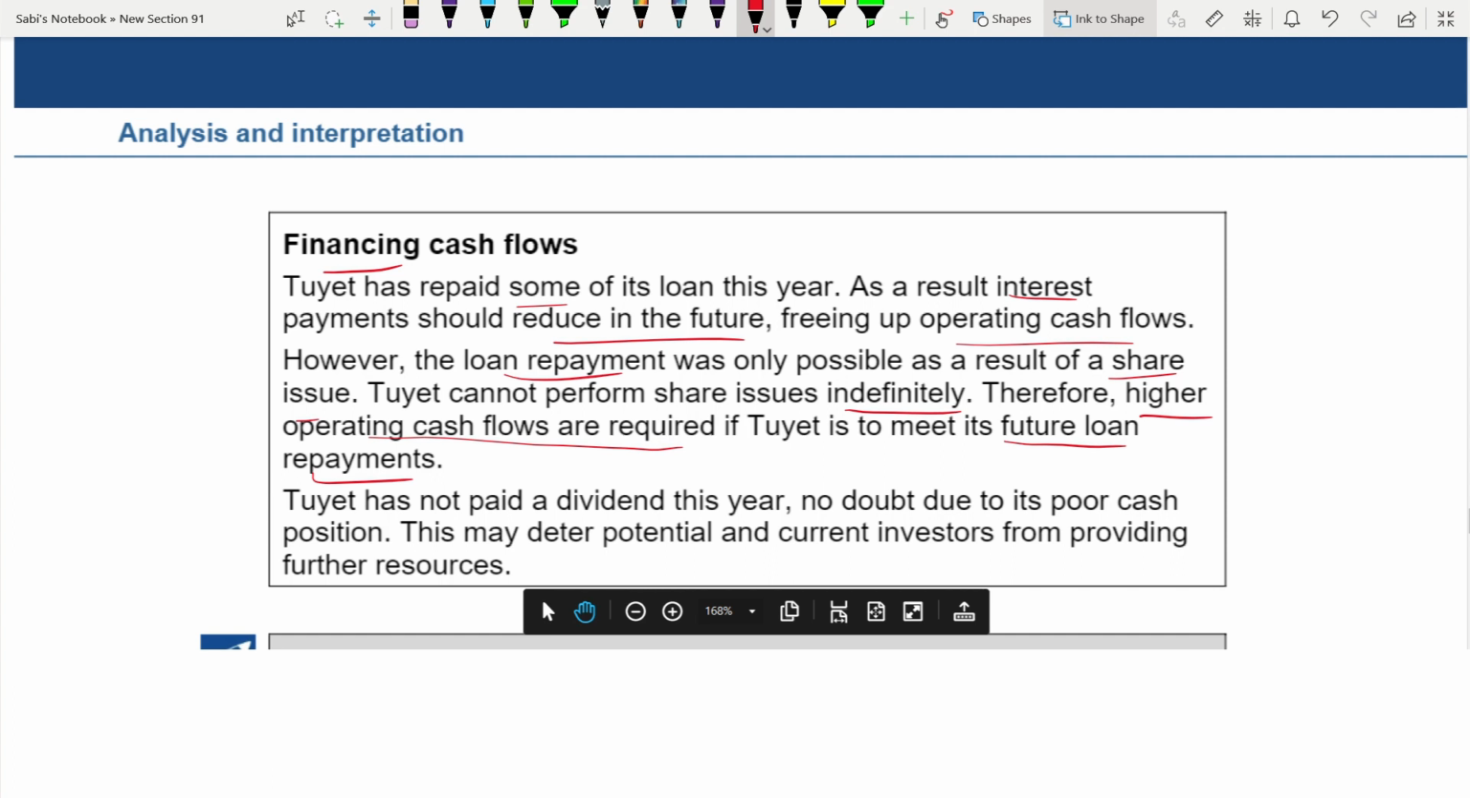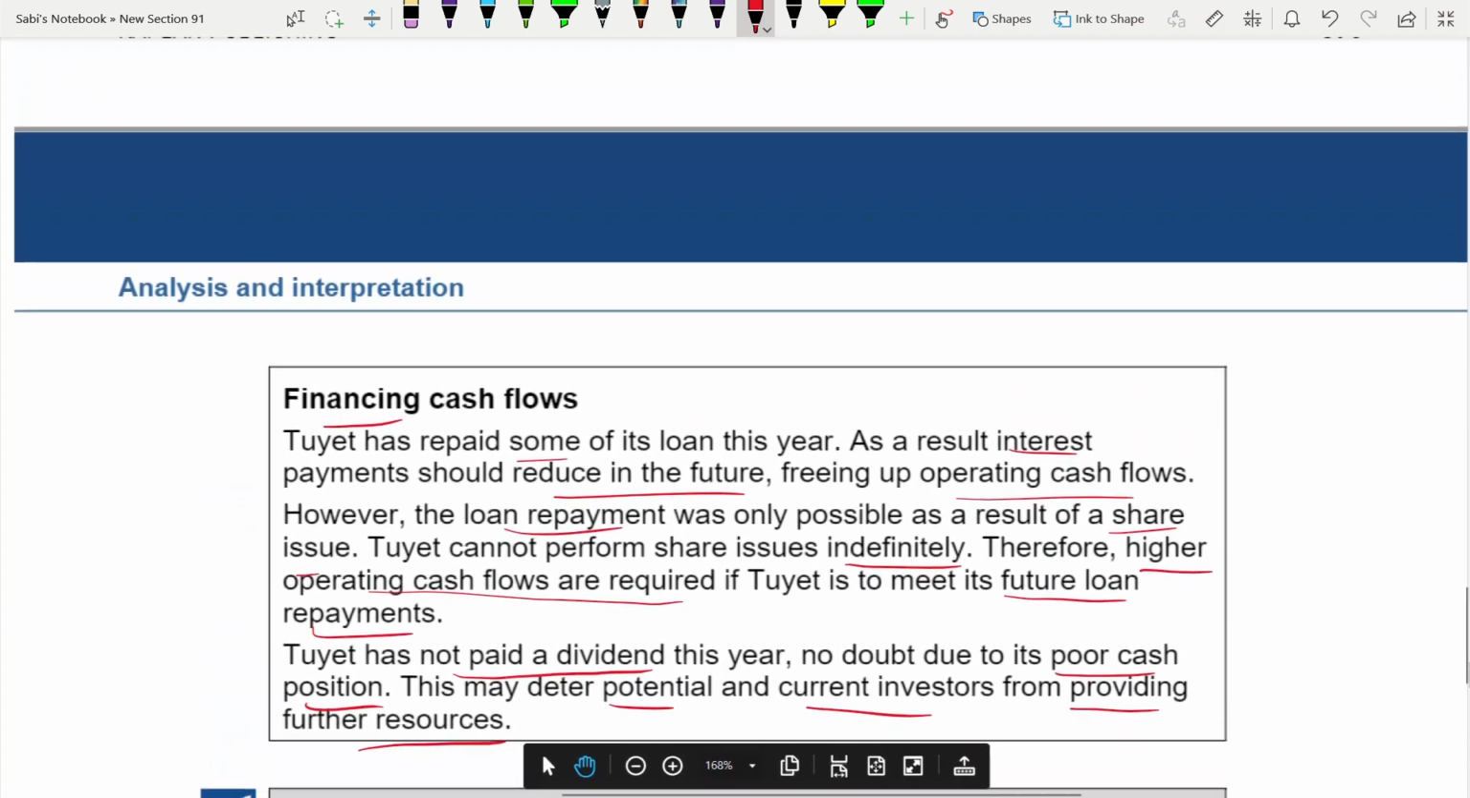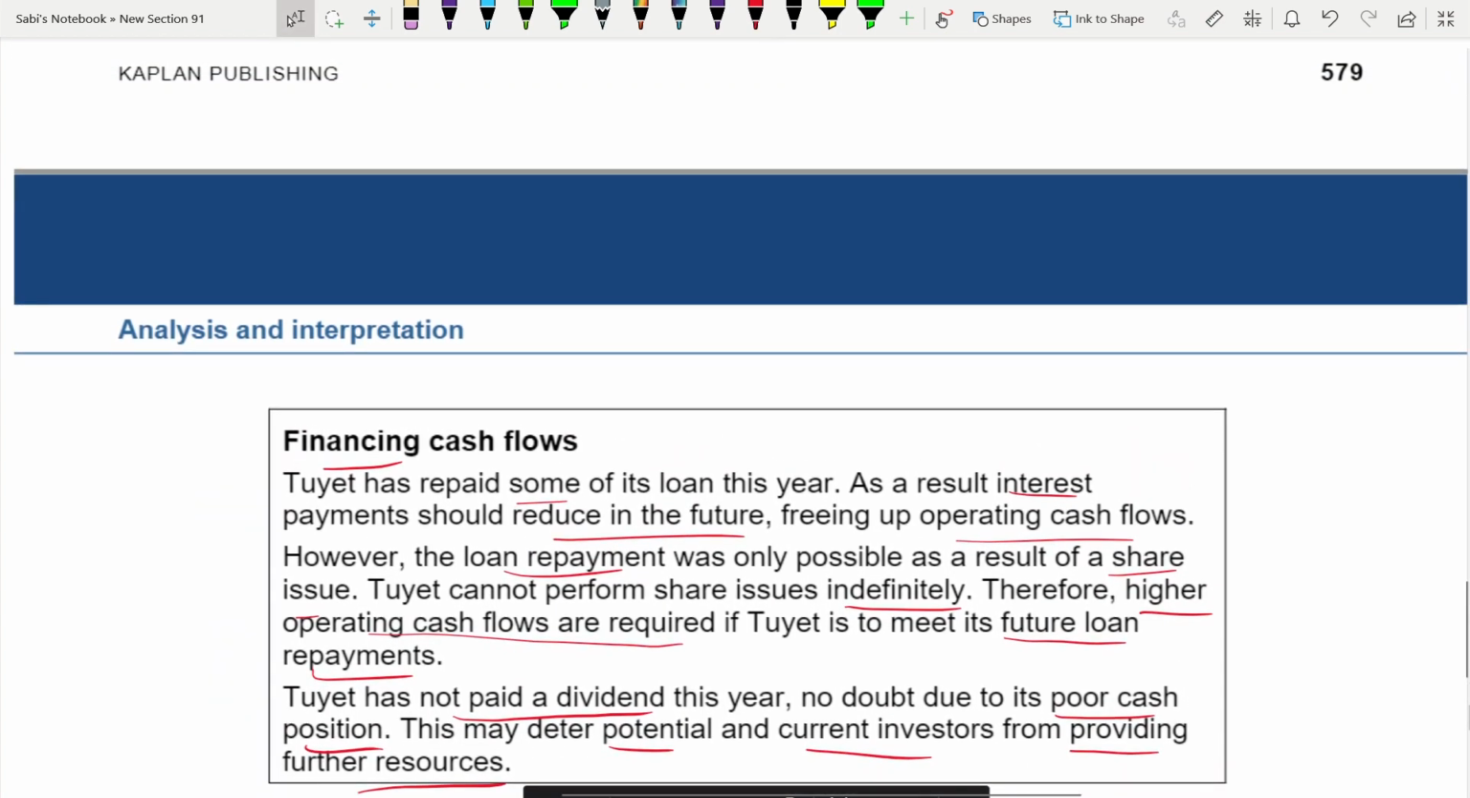He has not even paid a dividend this year, if you see. So no doubt, due to his poor cash position, obviously, if your cash position is not good, how can you pay dividend? From cash only you pay dividend, no? So this may deter the potential and current investors from providing further resources. This is how you analyze. You can analyze this in any way you want. But certain things have to be there.